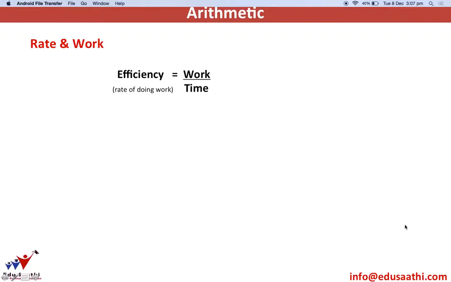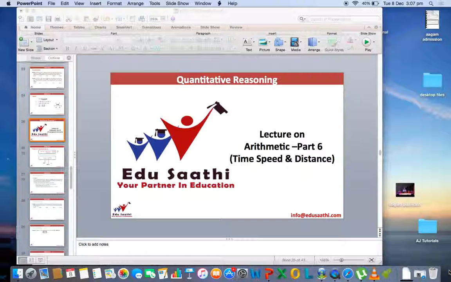The next concept that we have is the concept of efficiency. Efficiency, also termed as the rate of doing work, is expressed as work done per unit time. So how much work you do in a unit time is what your efficiency is. A more efficient person will be able to do more work in the same time as compared to the other person.